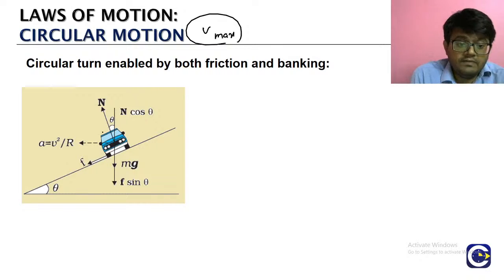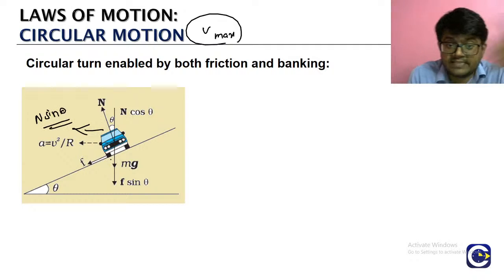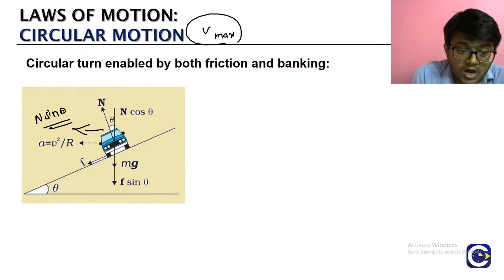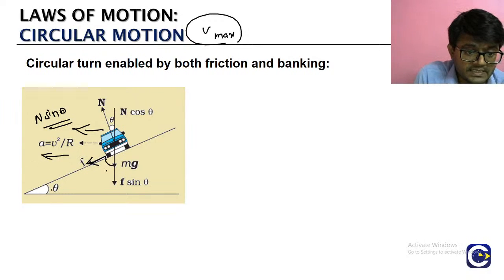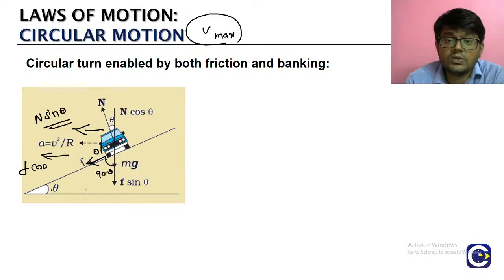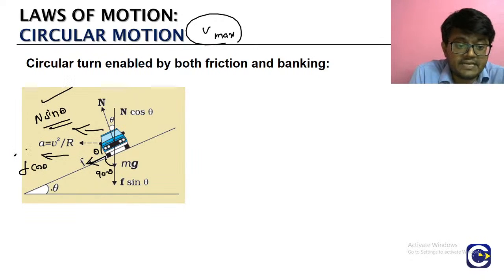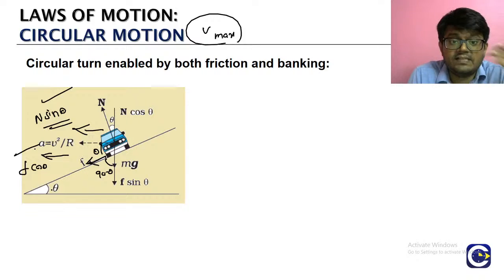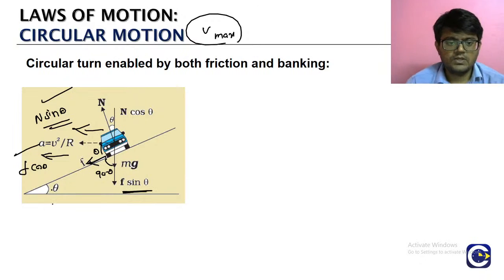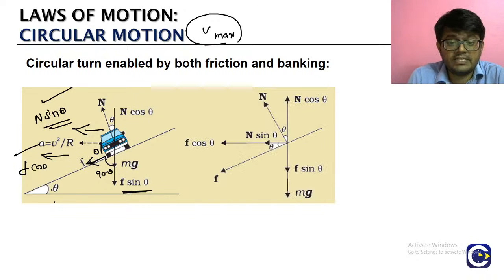We will have, of course, the N component, which is N sin theta, towards the center of the circle. Also we will have the friction down the plane. See, this is theta, so this will be 90 minus theta, and hence this will be theta. F cos theta will be towards the center. So both N sin theta and F cos theta will be acting towards the center, and they will support the centripetal force requirement. Another component of F is F sin theta, which will be down. So we have taken the components of both the normal reaction and the friction.